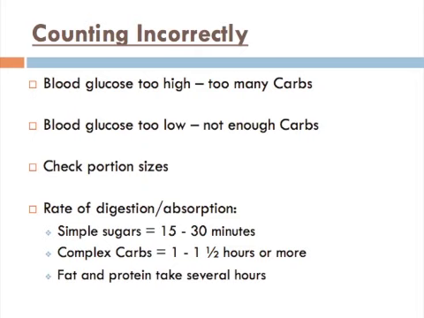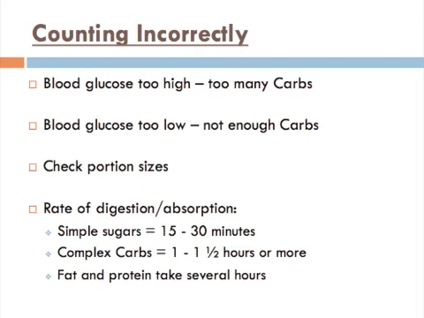So if the blood glucose is too high after a meal, that could mean a couple of things. It could mean either the patient ate too many carbohydrates, or that the insulin dose wasn't dosed properly. If the blood glucose is too low, they probably didn't eat enough carbohydrates to support that insulin dose. So it's important to remind patients to check their portion sizes and make sure they're reading their food labels properly.